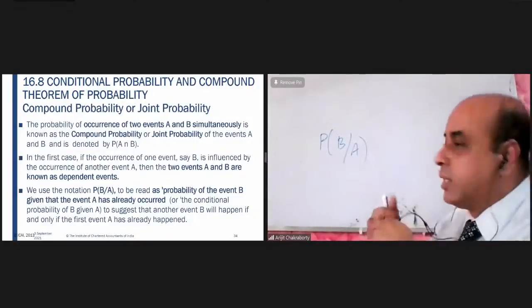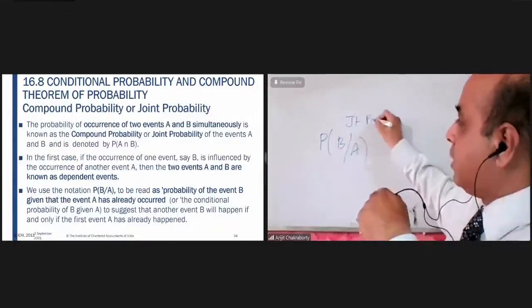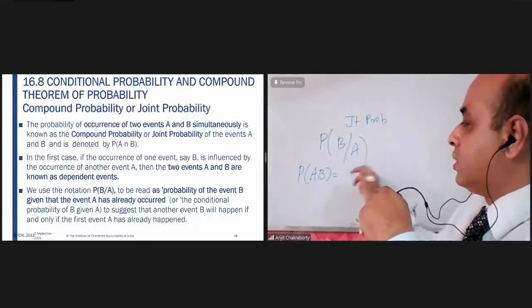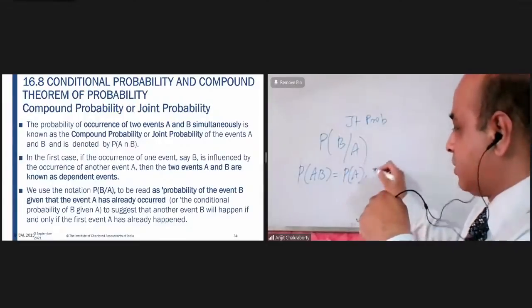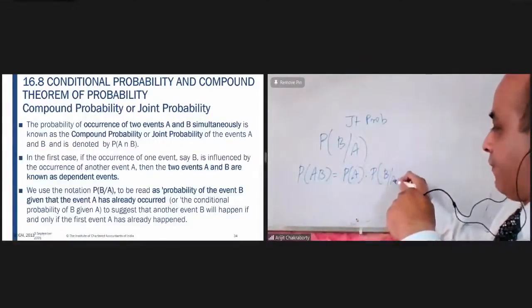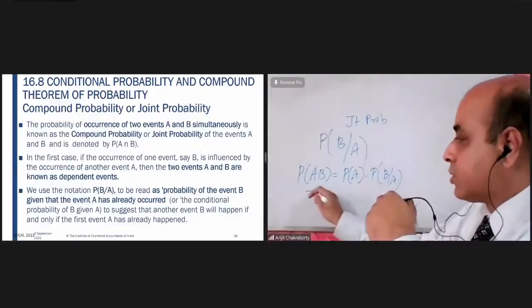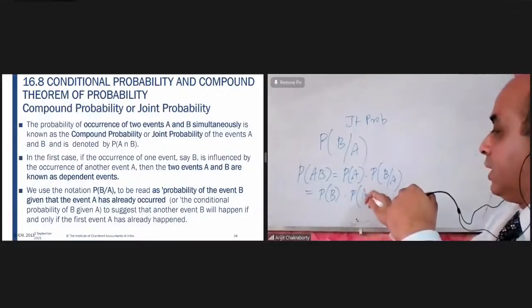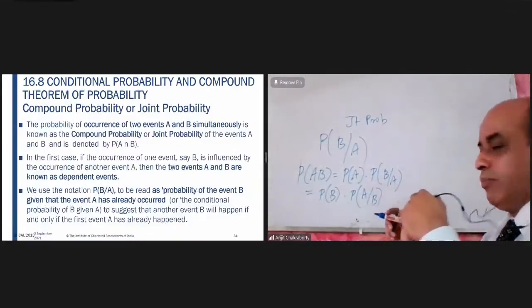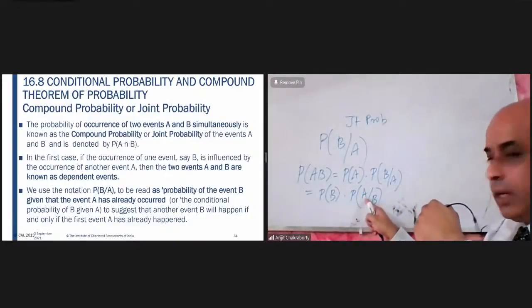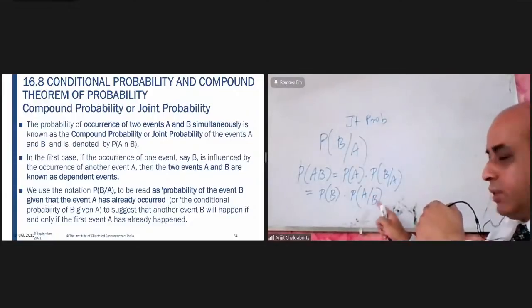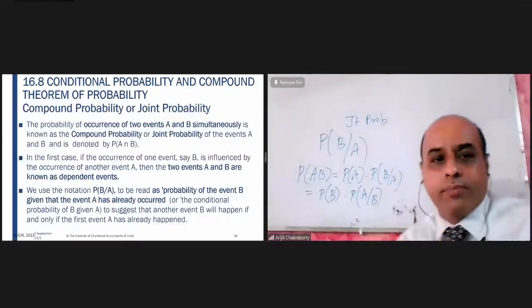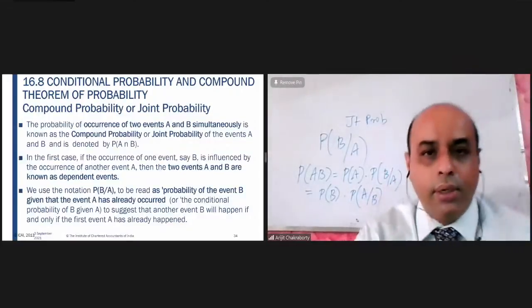So this is basically called joint probability, and the formula is very simple. P(A∩B) is equal to the probability of A multiplied by the probability of B by A. Otherwise, you can also write it as the probability of B multiplied by the probability of A by B. A by B means the probability of event A after considering that event B has already occurred. Okay, so this is the concept of joint probability, or you can say compound probability.